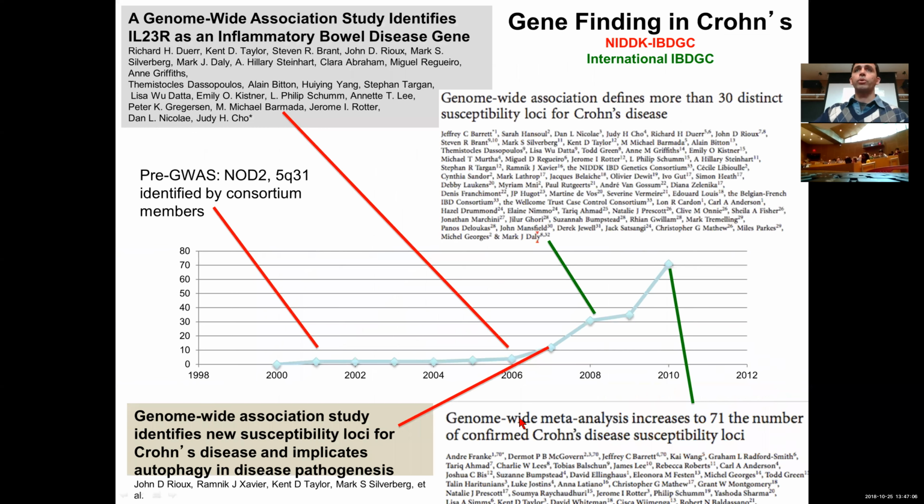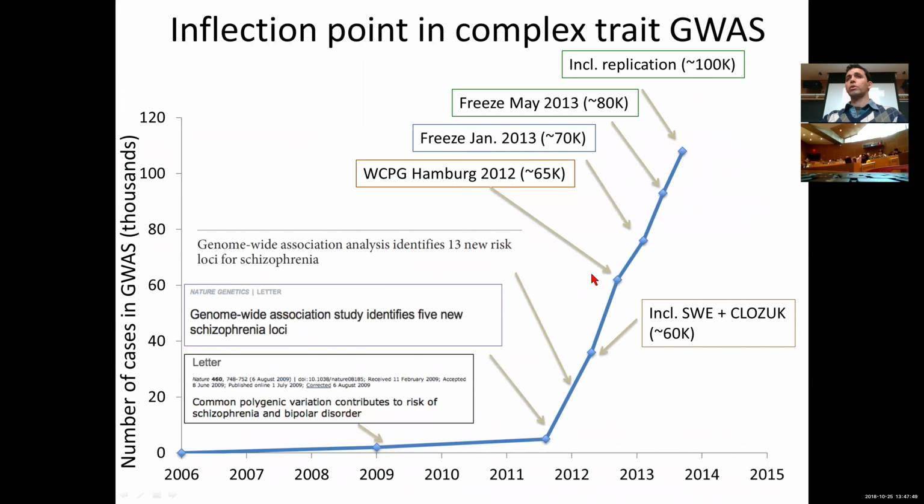Here's one example of the progression for Crohn's disease of how many genes were discovered. Here I showed you some of the early work where you have only a handful of genome-wide significance hits. Then as you start carrying out more and more meta-analyses, you end up with a dramatic increase in the number of hits. So as you have larger and larger studies, you don't simply get a continued linear increase in the number of hits, but you get an exponential. The same inflection point was found in many different GWAS studies.